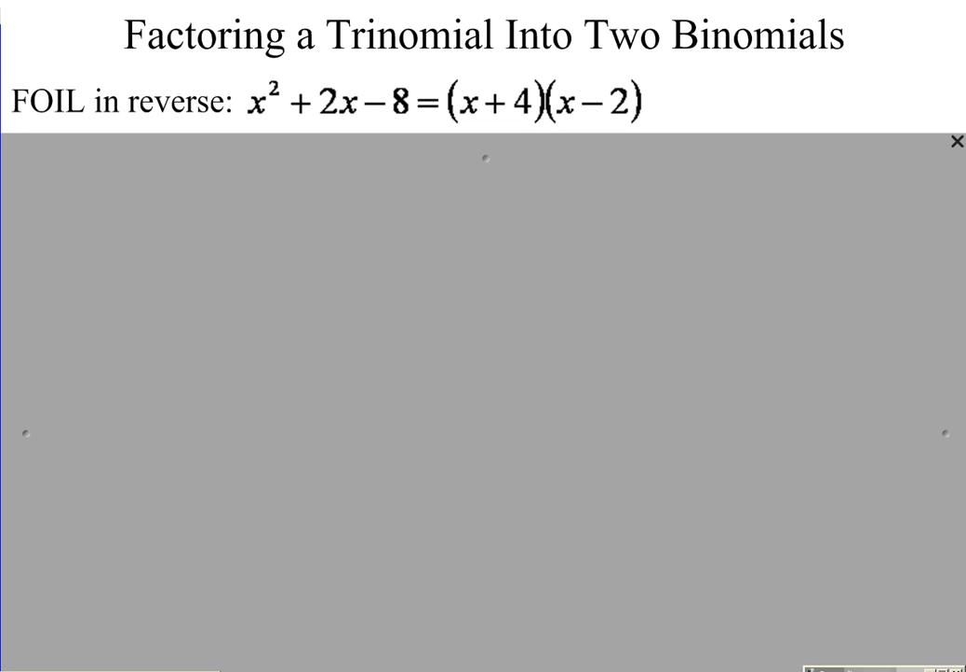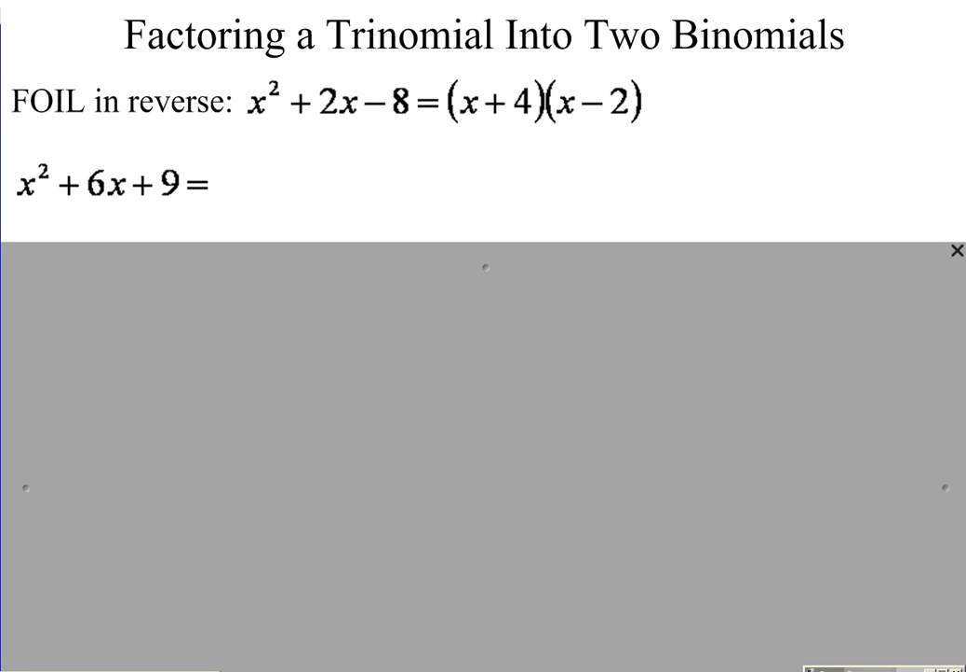Factoring a trinomial into two binomials, again, is FOIL in reverse. We're going to start with the trinomial now, and we want to come up with the two binomials that when multiplied equal the trinomial. So we see a trinomial, three terms, automatically think of factoring it into two binomials.